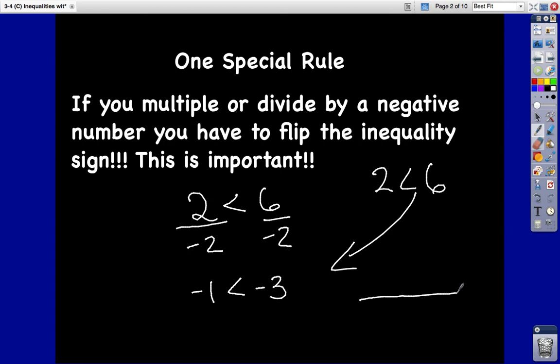If you look at a number line, you've got 0 here, then negative 1, then negative 2, then negative 3. Negative 3 is smaller than negative 1. It's just way smaller. So we started with something that was true and ended up with a false statement. So if you ever divide by a negative number, the one special rule is you've got to flip the sign the opposite direction to keep the inequality true. And we're going to see that in some examples. Not all of our examples are going to have that.